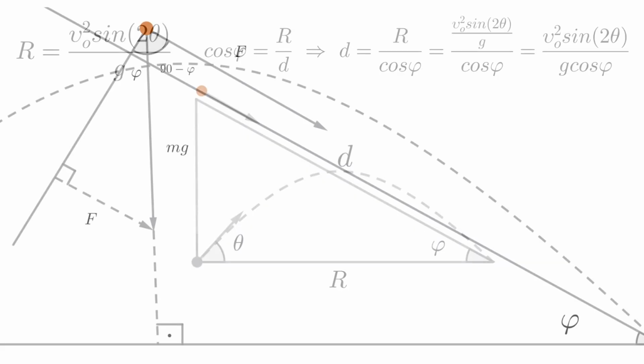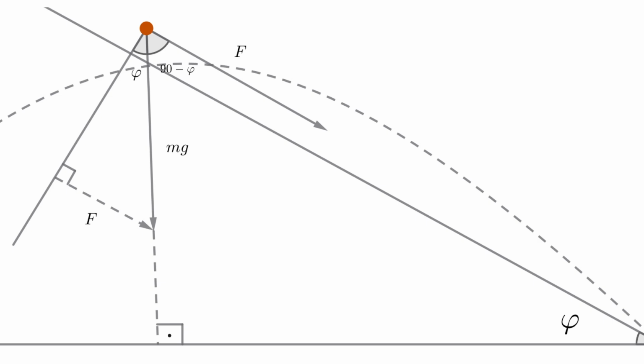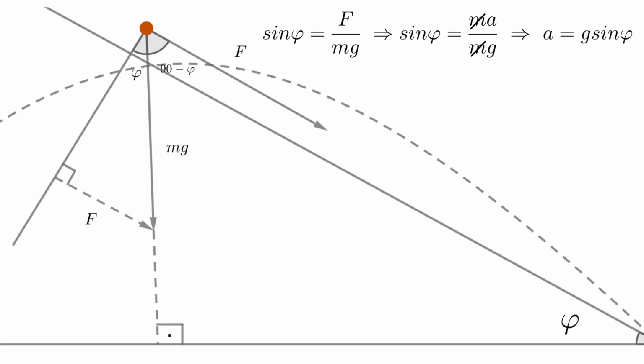So now let's find the acceleration of the sliding mass. Let's turn our attention to this triangle here. Since this is a right triangle, this angle here is 90 minus phi. And since these two forces are perpendicular to each other, this angle here is phi. So sine of phi equals F over m times g, which is sine of phi equals m times a over m times g. The two m's cancel out, and we have the acceleration of the sliding mass equals g times sine of phi.